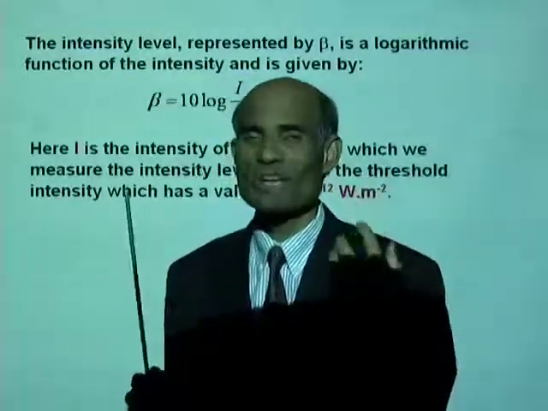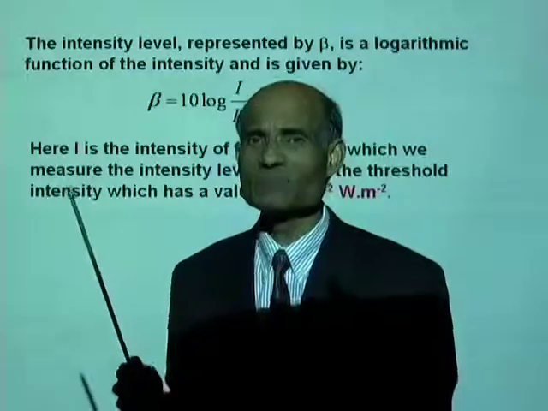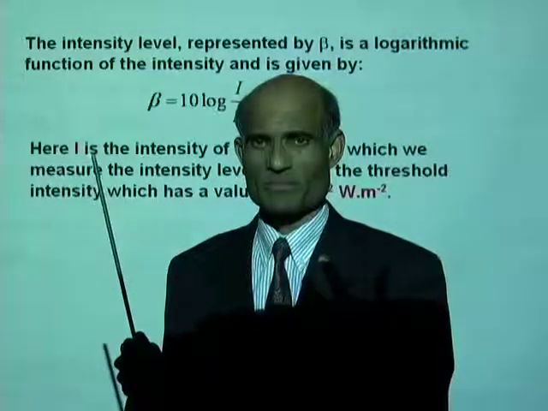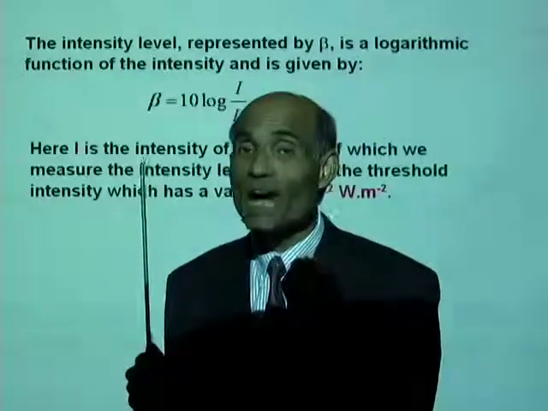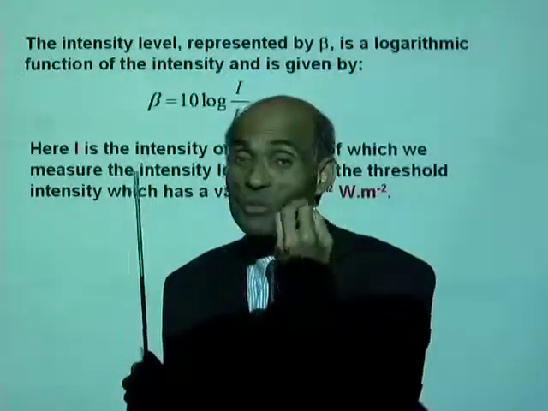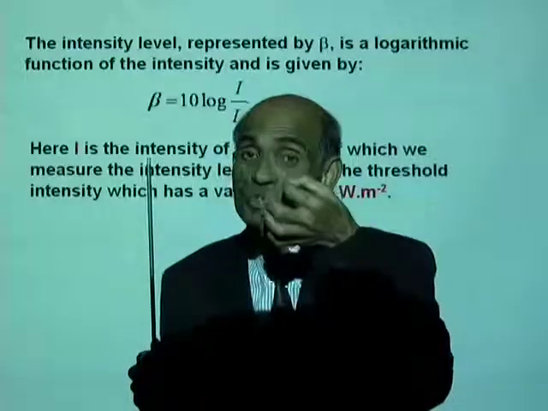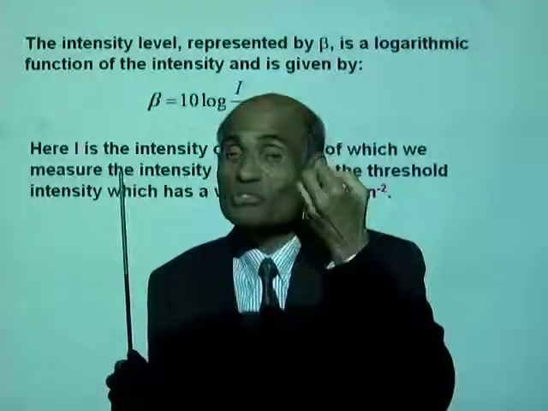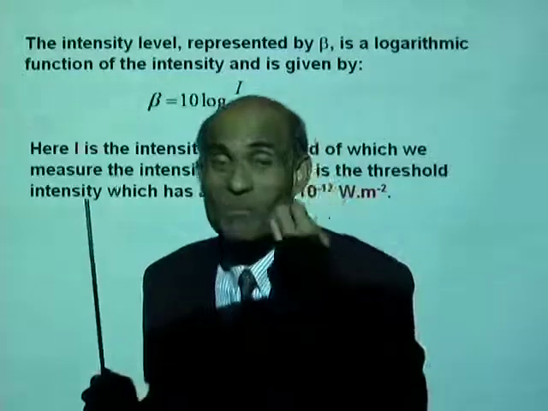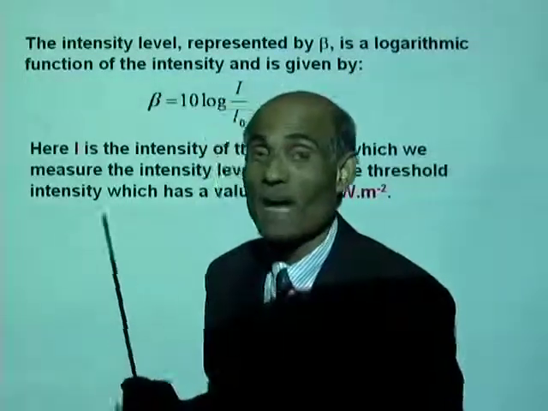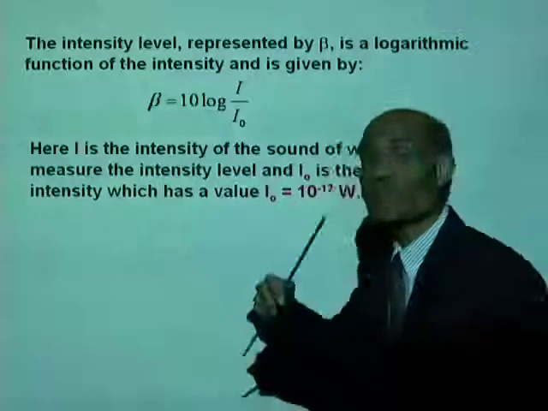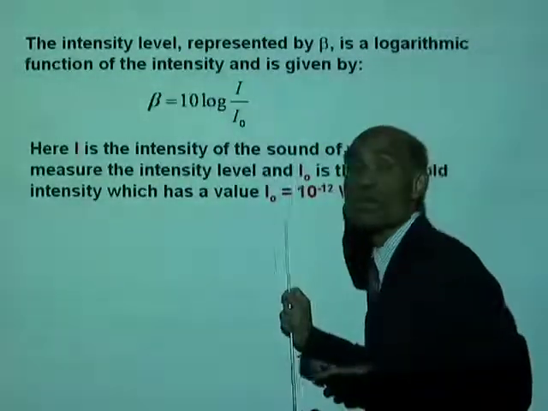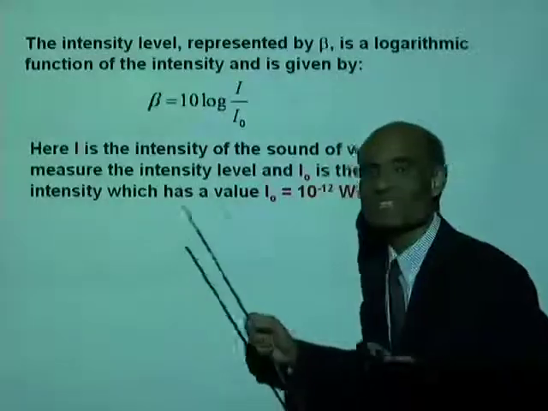For example, can you hear when you breathe? I'm breathing. I can barely hear. But there is a sound, because when you breathe, your nostrils are vibrating, and that vibration produces a sound. But you can barely hear it. And that sound, or the intensity of such a sound, is I0, called the threshold of intensity.